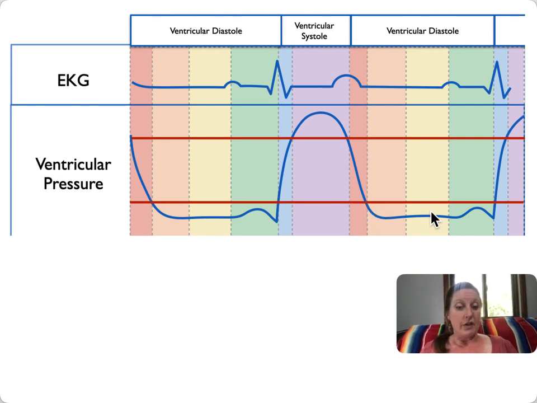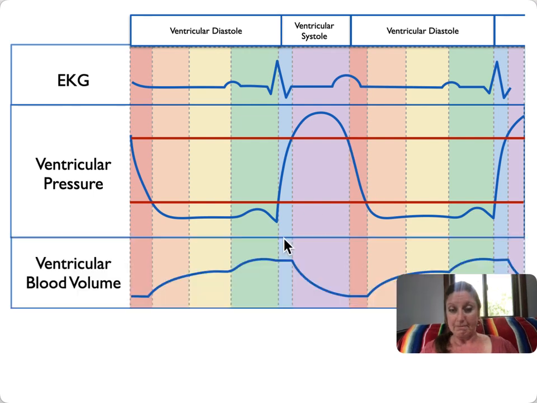Whenever the pressure in the ventricles is lower than the pressure in the atria, the blood is going to flow from the atria to the ventricles, and that means we're in ventricular filling. Anytime that we are in between, there are no open valves and therefore no flow of blood. So these are going to be our isovolumetric phases here.